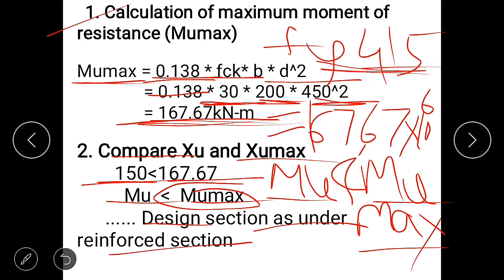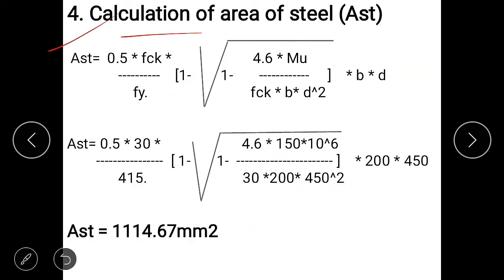From this also you can consider whether the section is over reinforced or under reinforced by using Mu and Mu max. Why are we not using XU and XU max here? Because to calculate XU and XU max it requires Ast. We don't have Ast, so we have to find Ast in this example. For that we compare Mu and Mu max. Okay, now calculation of area of steel, Ast.